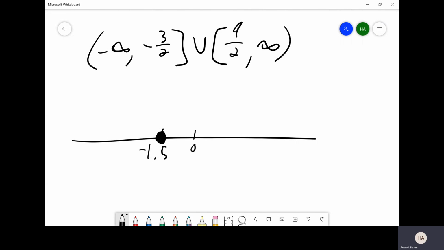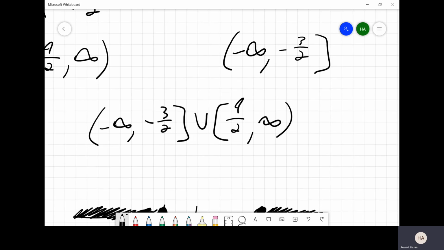And then this one being 4.5 is going to be somewhere over here. So 4.5. And we include that. And now, once again, it's all the numbers from negative infinity all the way up until negative 3 halves. So it's all this shaded region over here. And it's 9 halves to infinity. So all of this shaded region here.